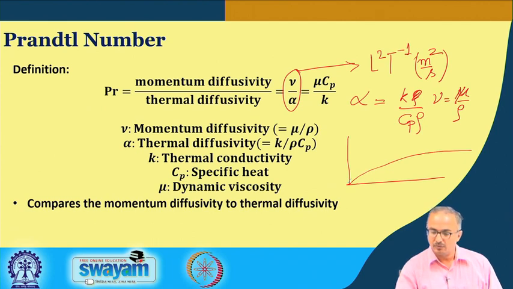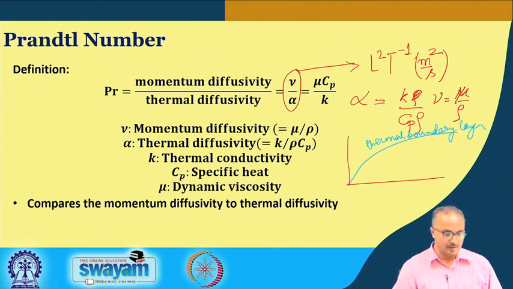So, when you have this kind of situation, I may have two types of boundary layers. So, this is the thermal boundary layer and I have the momentum boundary layer.